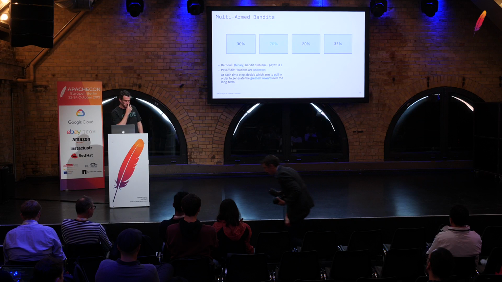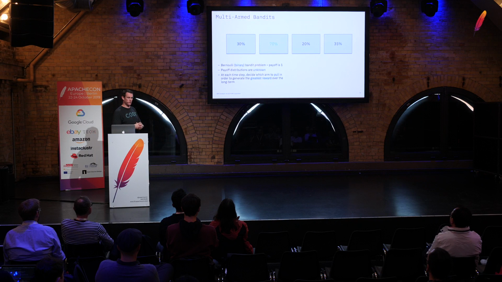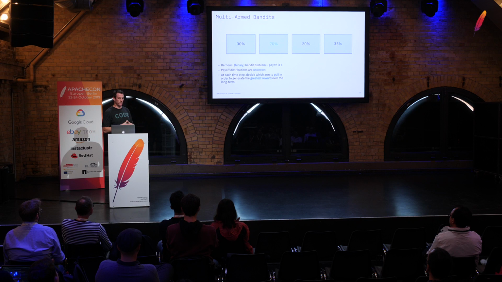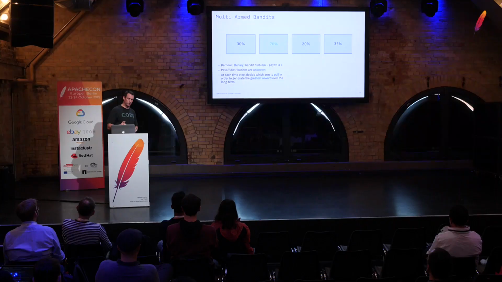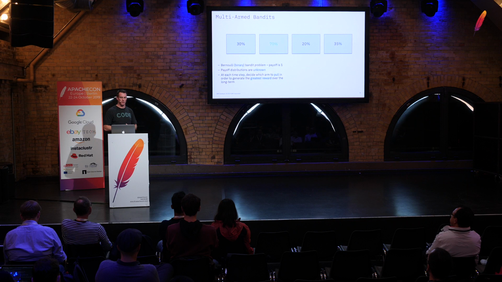So let's take an example with four arms, or four bandits. So it's effectively one bandit with four arms. And this is the simplest version of the problem where the payout is binary. So you either get no payout or you get one. So it's called the binary or Bernoulli bandit problem. So we can see here that each arm has a payoff probability. But as the user or as the gambler coming along to pull the arm, I actually do not know what they are. So they're unknown or unseen to me.